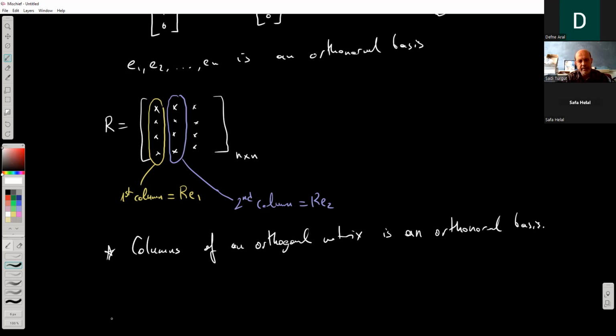Now, since if R is orthogonal, R transpose is also orthogonal, I can do the same statement for the rows of an orthogonal matrix. As a result, I can check the orthogonality of a given square matrix by just looking at this property or the next property. It's easier to check the orthogonality by using these properties. Instead of doing a full matrix product, you can just check this, because sometimes it's easier to see these than to write down a matrix product.